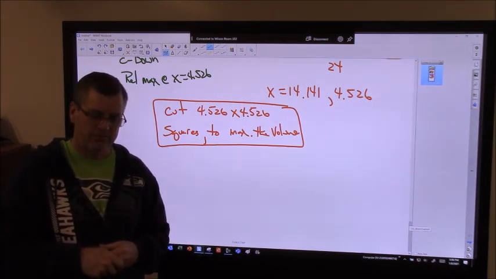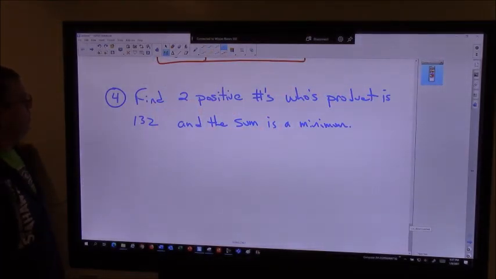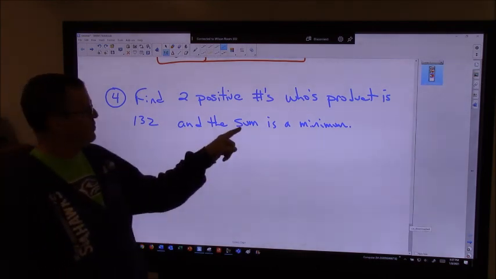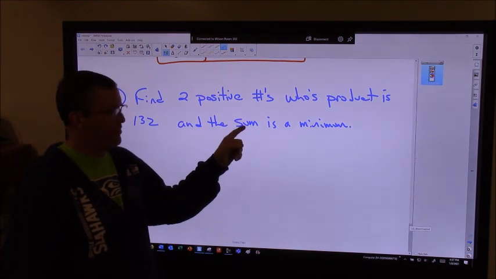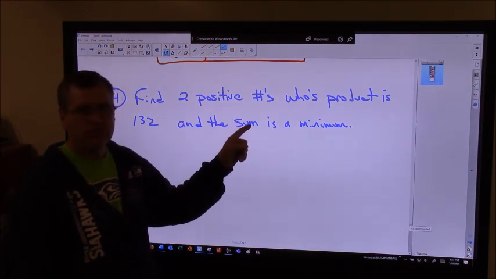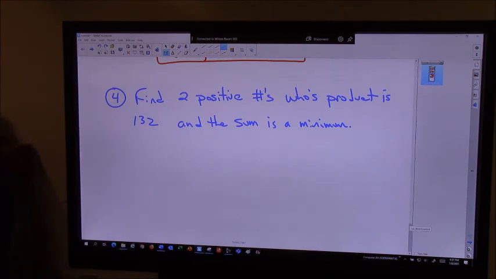Okay? Let's try one more problem, a little different. All right, so this question is asking us to find two positive numbers whose product is 132 and whose sum is a minimum. I'm trying to minimize the sum. All right? I'm not going to give you any help on this one. You guys try this one on your own.